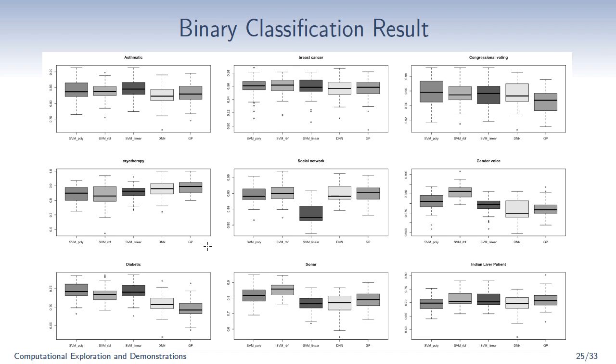And here is the box plot. Compared to the regression results, we can say deep neural network is definitely doing a better job among this binary classification data. And also, it's very comparable with other machines, with a relatively smaller range.